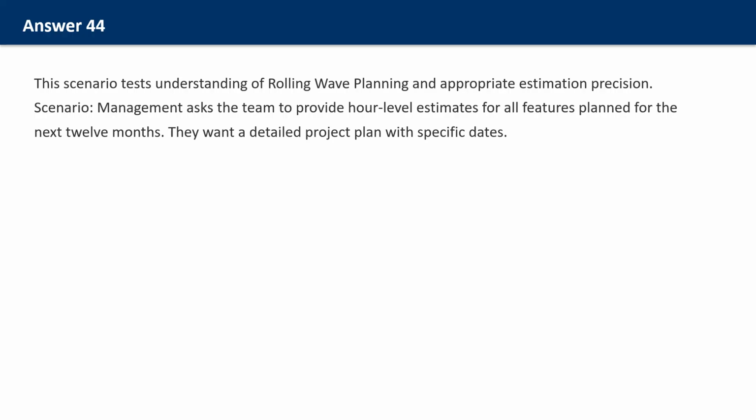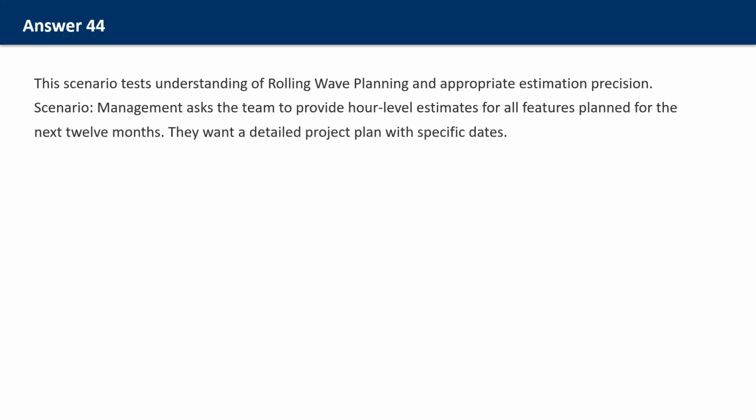The cone of uncertainty means that estimates this far out are inherently unreliable. Requirements will change, technologies will evolve, team composition might shift. An estimate that seems precise, like feature X will take 40 hours and be completed on March 15th, creates false confidence. When reality diverges, as it inevitably will, trust erodes.